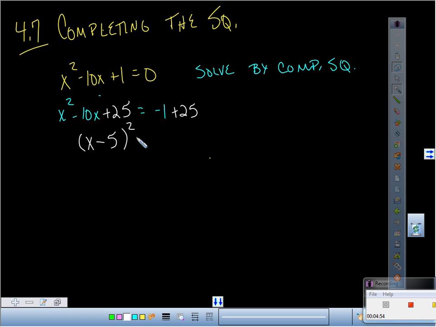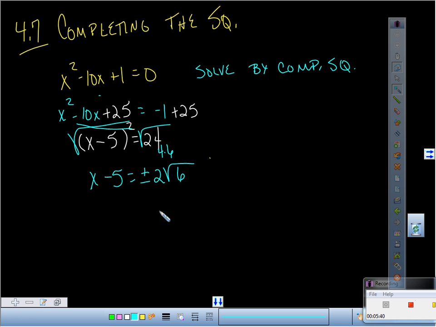Alright, over here what's negative 1 and 25? Alright, now what am I going to do? Square root both sides? Okay, so now I get, what's the square root of x minus 5 quantity squared? Perfect. Over here, what should you write down first? Plus or minus. Thank you very much. Is there a perfect square that's a factor of 24? 4. So 4 times 6. What's the square root of 4? Where'd that 2 go? Where's the 6 stay?